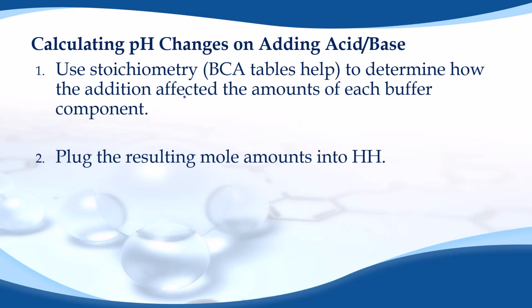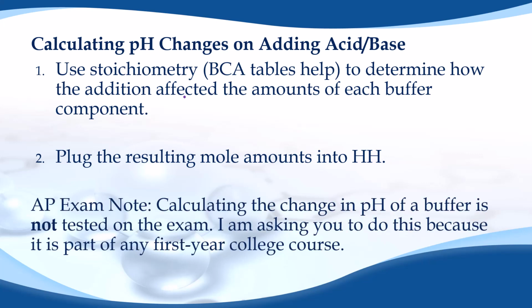Now, the one thing I should say about this calculation is that while we will be doing this in class, especially as part of our titration curves, it is not going to be tested on the AP exam ever. That is a specific exclusion statement that they put out. I'm just having you do this because, again, first-year chemistry courses, college courses, generally require you to do this to a certain extent, so I'm going to mirror that experience and have you guys do this.